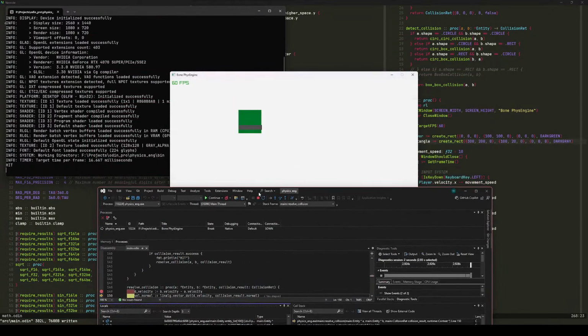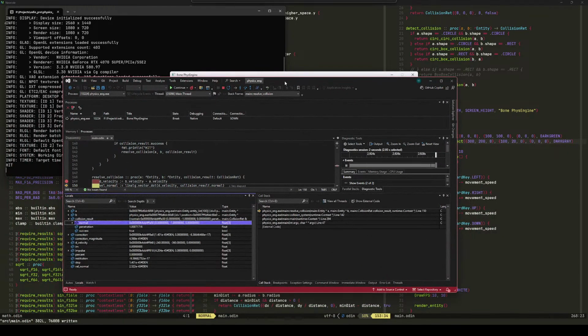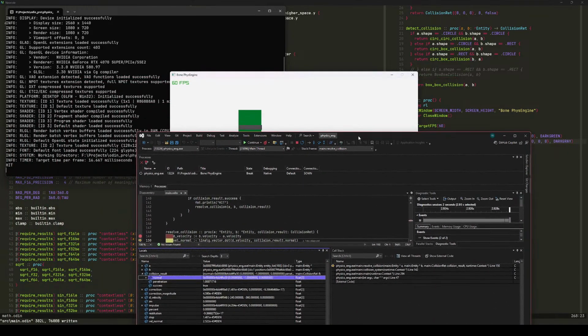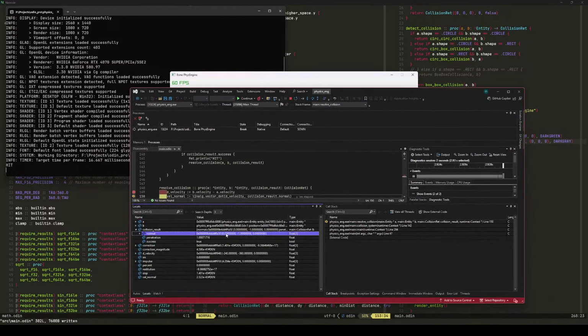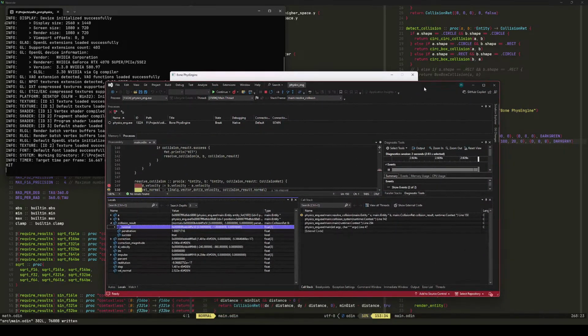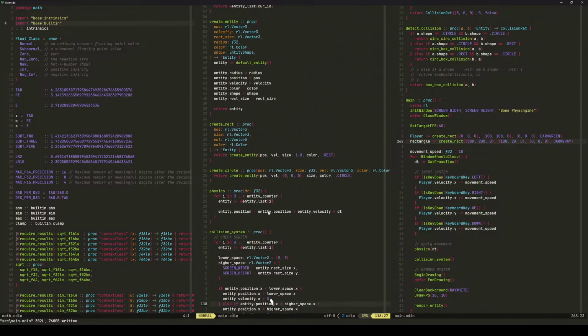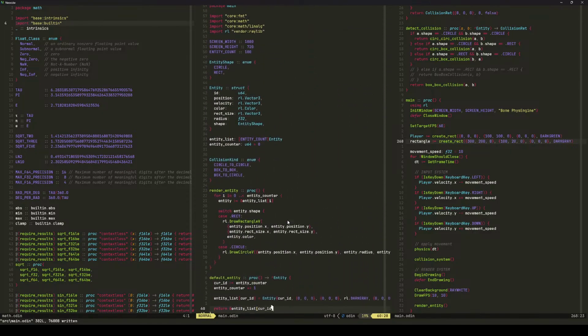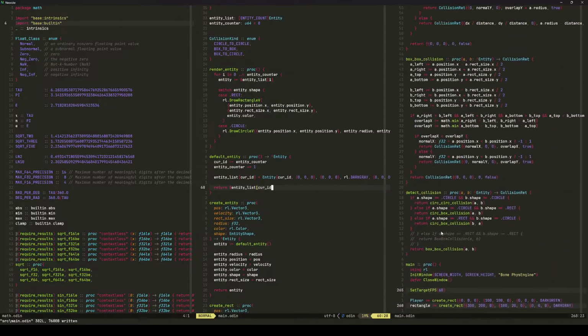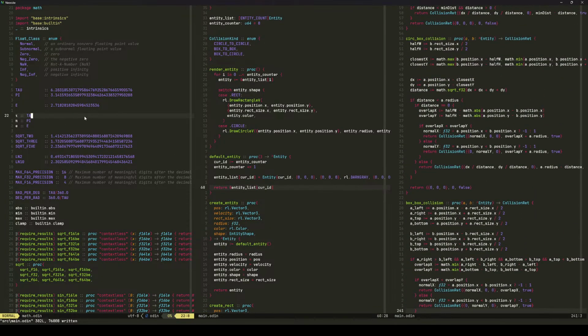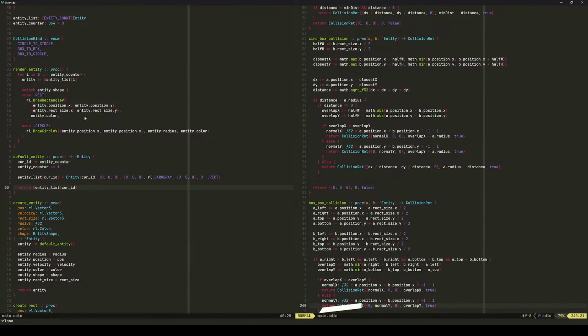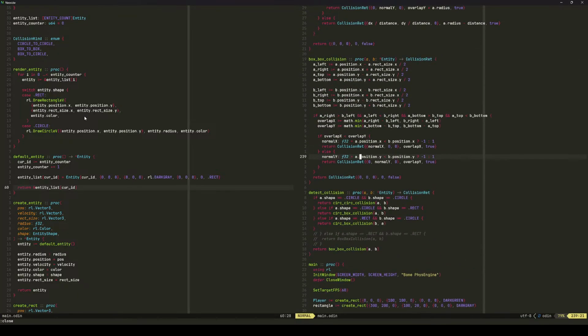Is that true? Is it completely vertical? Wait a minute. Where are they? What am I doing currently? I am doing box to box collision.